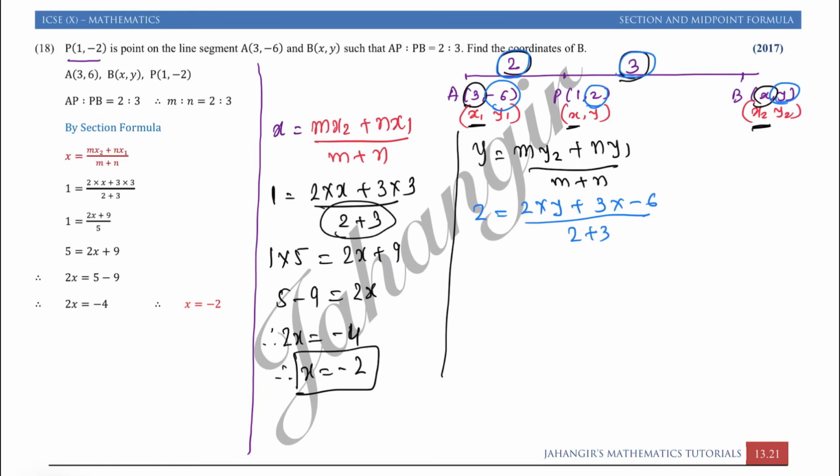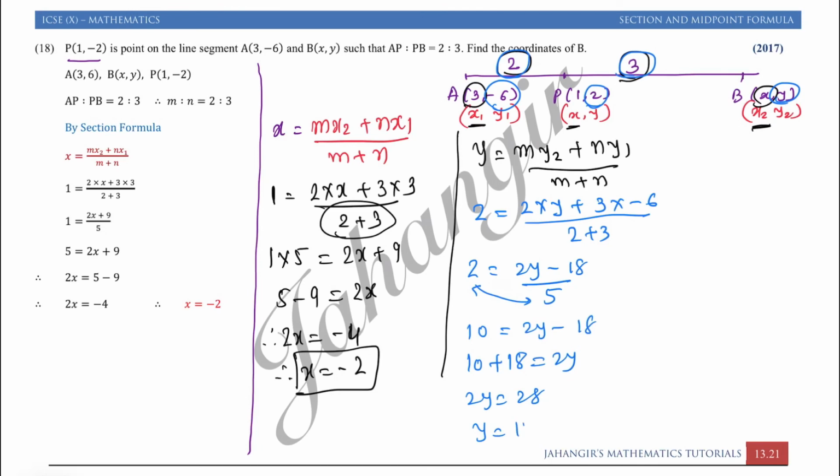Hope you had understood. We are just putting in the formula, that is 2 is equal to 2y minus 18 upon 5. Just cross multiply, 5 into 2 is 10 is equal to 2y minus 18. 18 you can shift on the left side. 10 plus 18 is equal to 2y. 2y is equal to 28. So y is equal to 14.